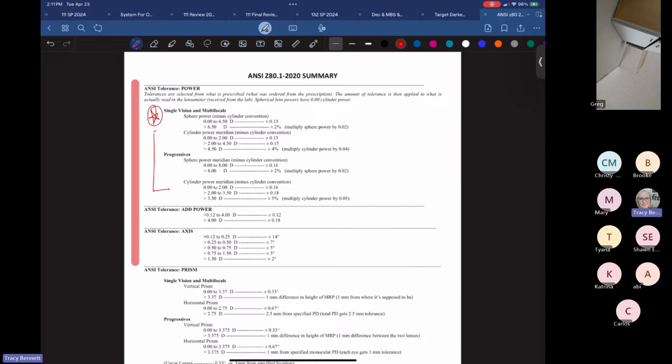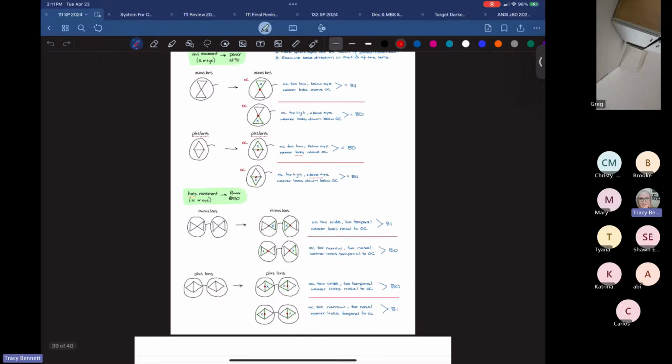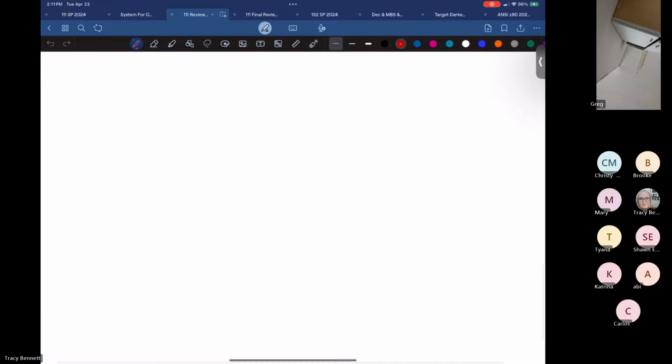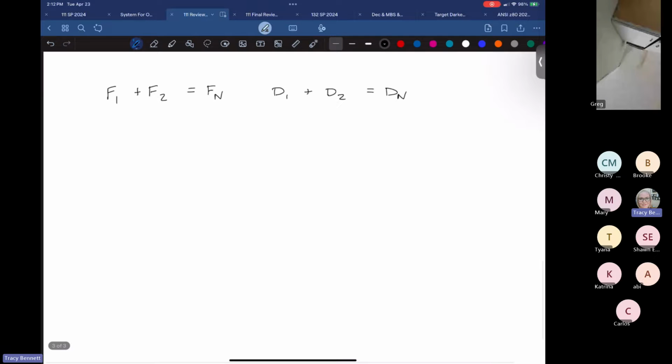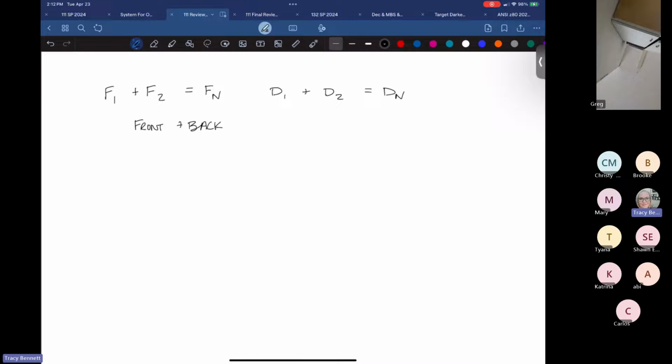All right. Nominal power formula is another one that you need to know. And you guys are familiar with the front plus the back equals the power, but these are other variables. I know I was just saying F1, F2, and Fn. Remember also that you could see D1, D2, and Dn. Just know that we're still saying the same thing. The front plus the back of the lens, these two curves are going to equal the power of the lens. And that's the nominal power formula, right?